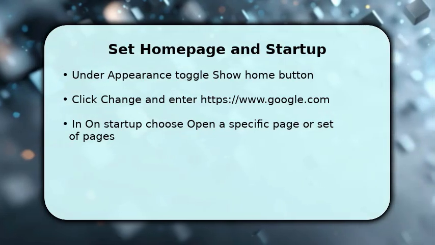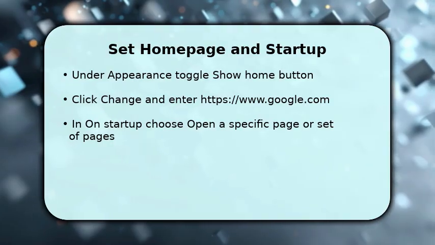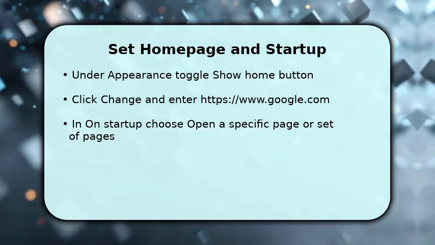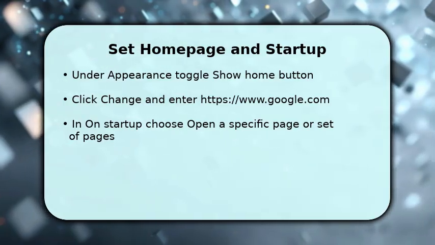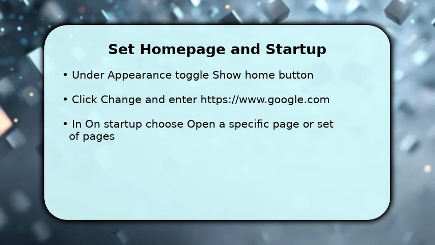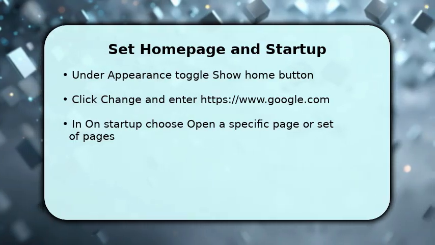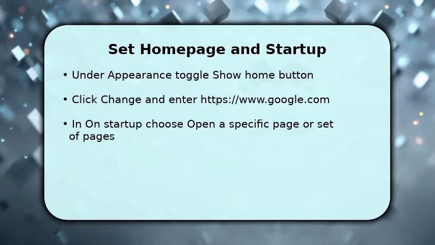Under Appearance, enable Show Home button and click Change. Type https://www.google.com and confirm. Then in On Startup, choose Open a specific page or set of pages, add a new page, and paste the same Google URL. Once saved, Chrome will use Google both for the Home button and when launching the browser, ensuring consistency.